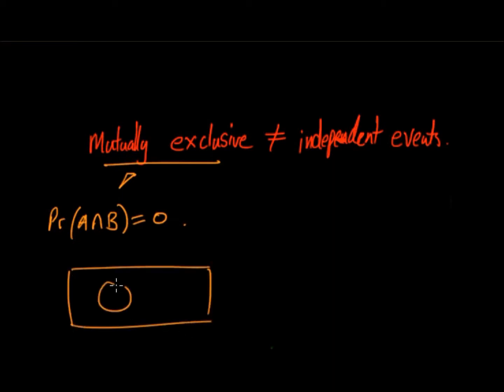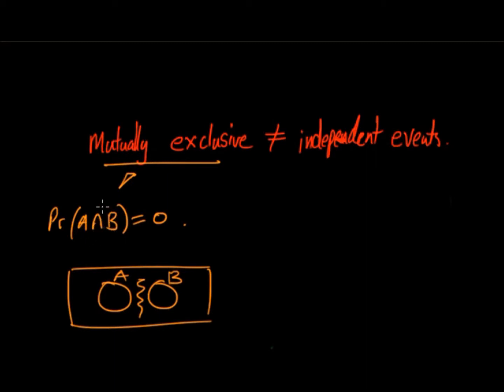So another thing is that mutually exclusive does not equal independent events. They're different things. So firstly, mutually exclusive. Mutually exclusive is when the probability of A intersection B is equal to 0. With a Venn diagram, you can graphically see that that's A, that's B, and there is no intersection at all. So A cannot happen whilst B is happening.